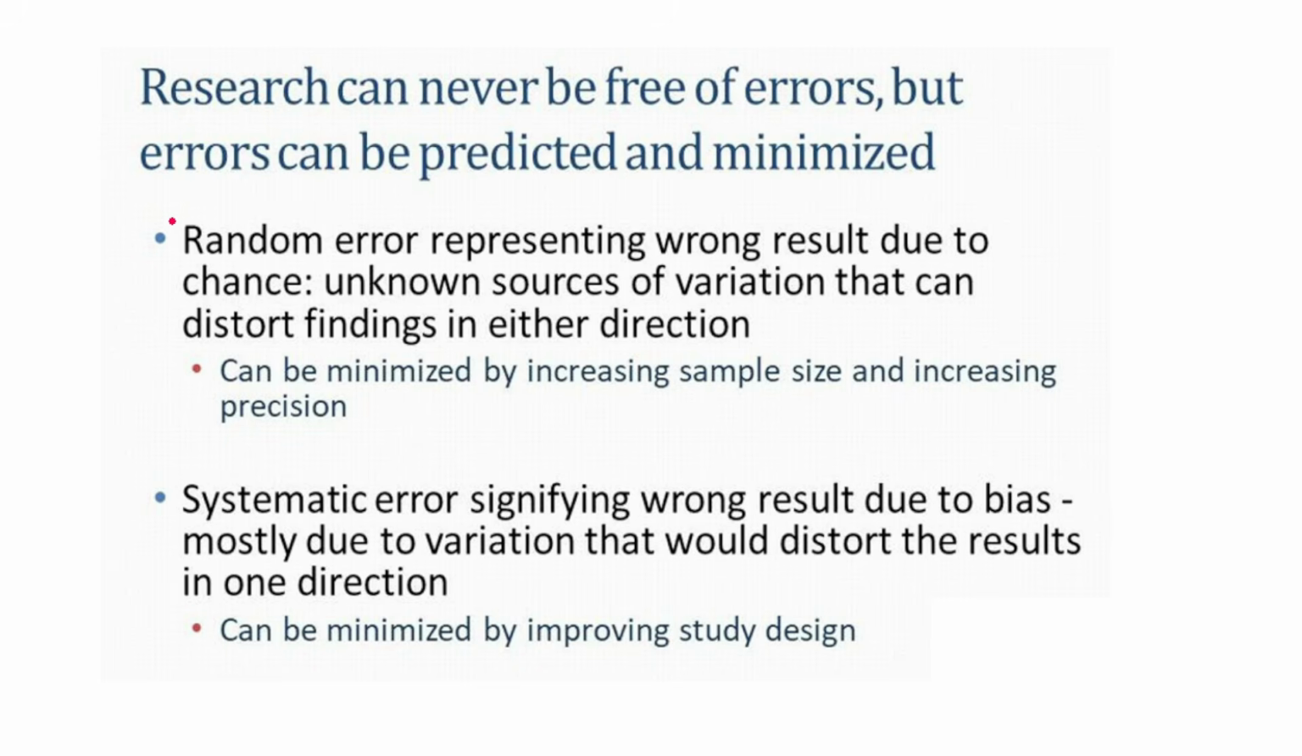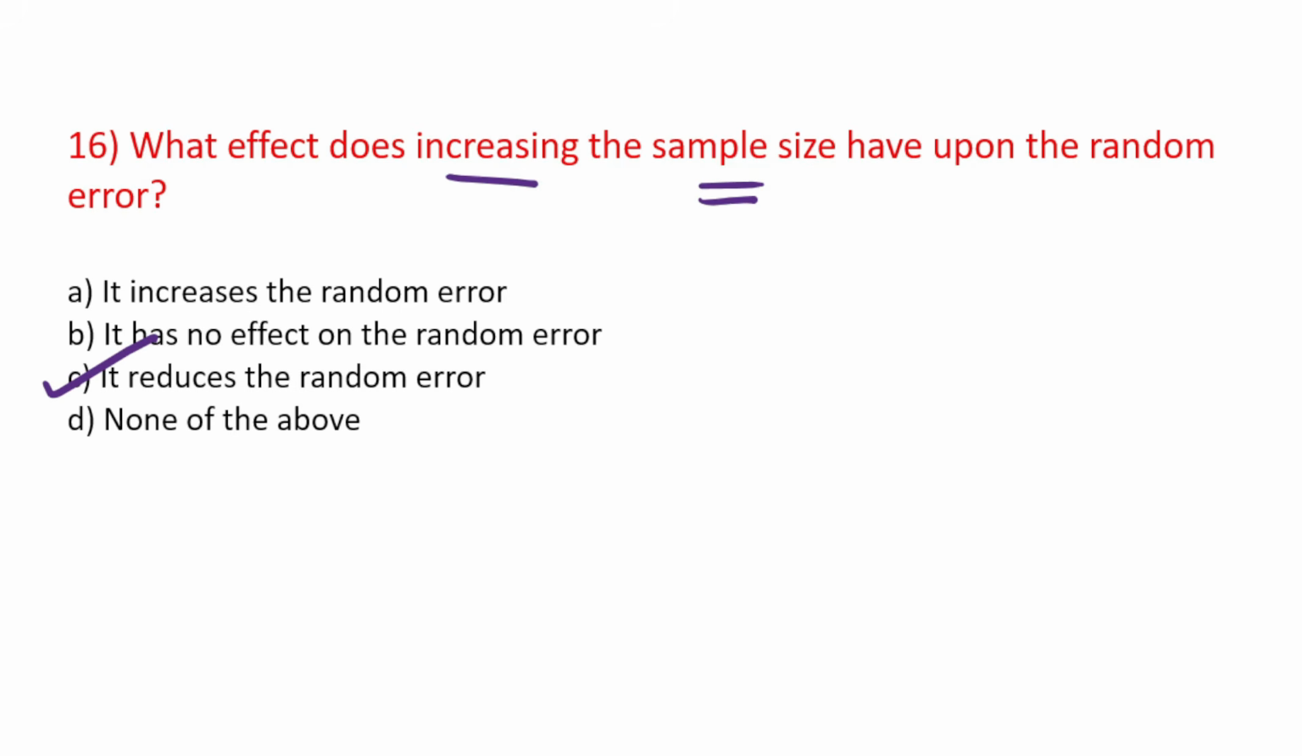Now see the information given in this chart. It speaks regarding random error and it also speaks regarding systematic error. Now in our question, they have asked what effect does increasing the sample size have upon the random error, and we have taken the answer that it reduces the random error by increasing the sample size.